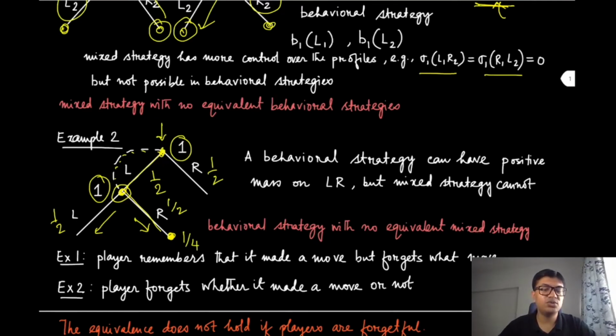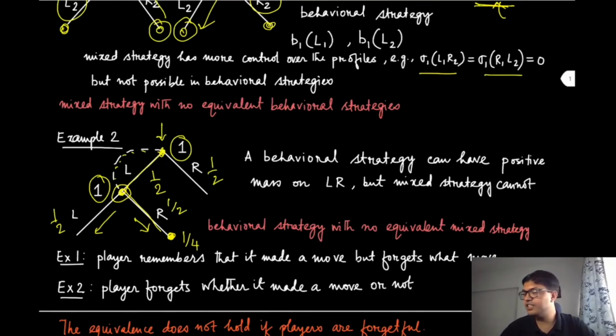But there is no such mixed strategy because mixed strategies are defined based on the pure strategies. And what are the pure strategies that are available to player 1 in this case? Only L and R. There is nothing like LR or LL in this case. So in this particular case, the behavioral strategy is giving you more flexibility than the mixed strategy.